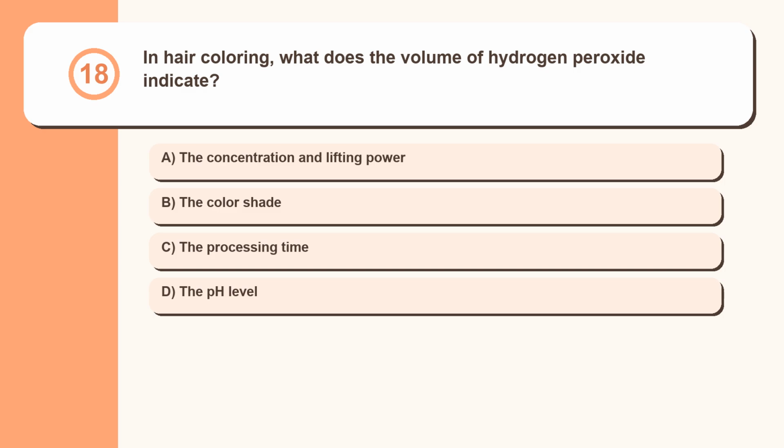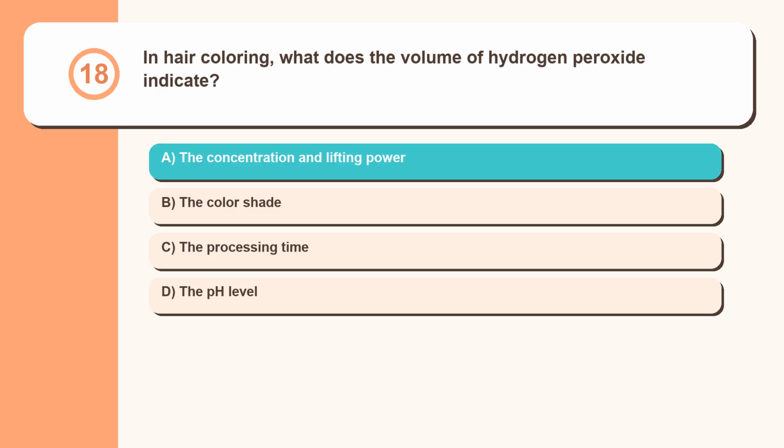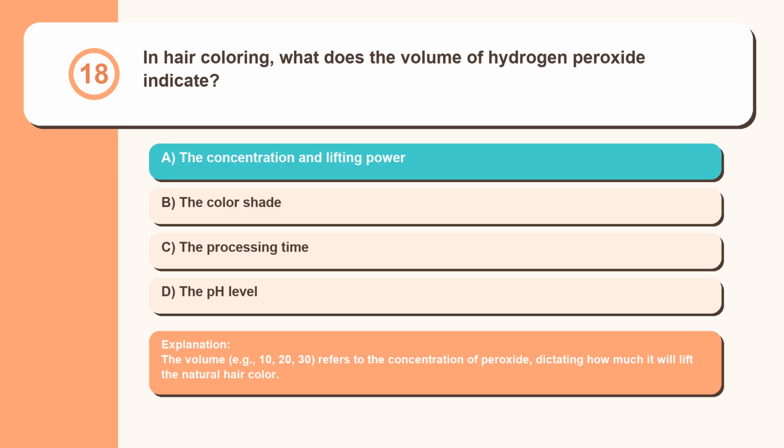Question 18. In hair coloring, what does the volume of hydrogen peroxide indicate? The concentration and lifting power, the color shade, the processing time, the pH level. The volume, for example 10, 20, 30, refers to the concentration of peroxide, dictating how much it will lift the natural hair color.